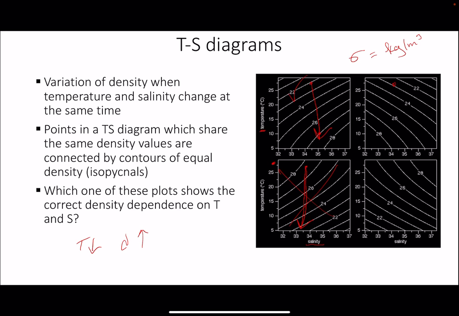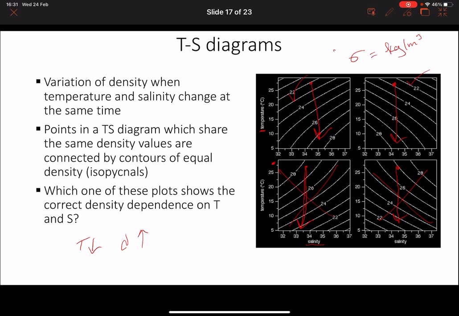This one, for a given temperature as you move down, density is getting higher, so that's fine. And then this one here, as temperature goes down, density is getting lower again, just like this plot on the left. So this plot can't be real, okay? So we're left with the top two as possibilities.